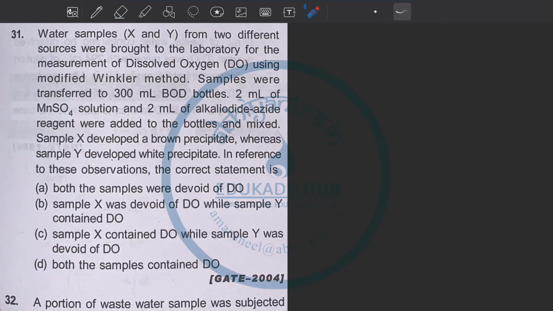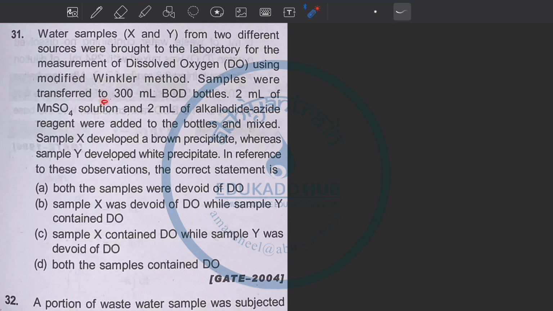Let's start the question, which is question 31. Water samples X and Y from two different sources were brought to the laboratory for the measurement of dissolved oxygen. So there are two samples X and Y, and they were brought to the lab for measuring the DO value, and they are using the modified Winkler method.